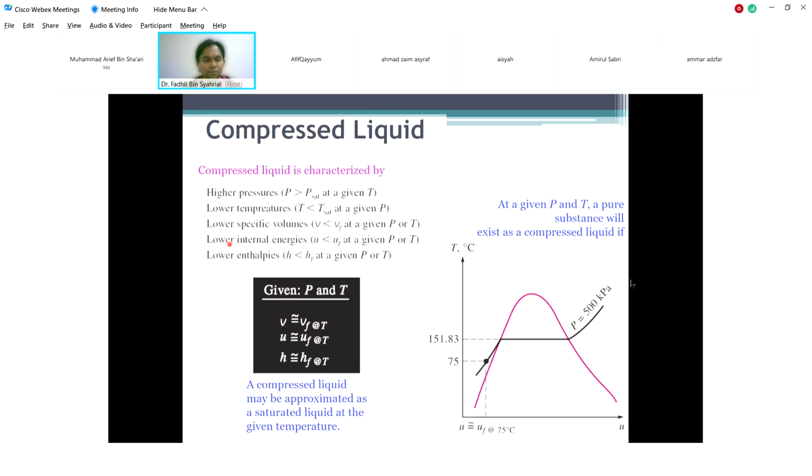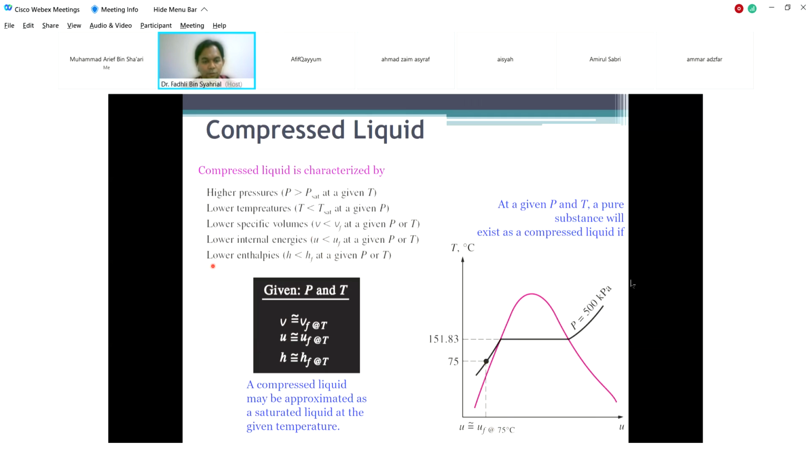And then number 4, it has lower internal energy than UF. So UF is here and U is somewhere here. So U is lower than UF. This is the characteristic number 4 for compressed liquid.